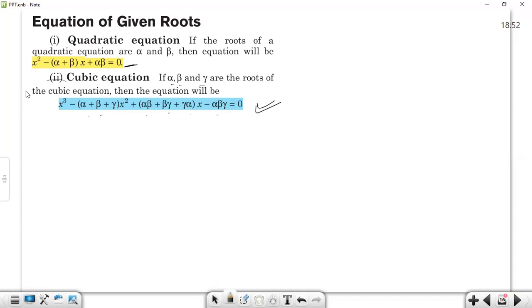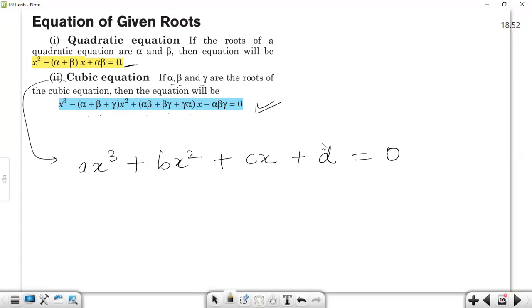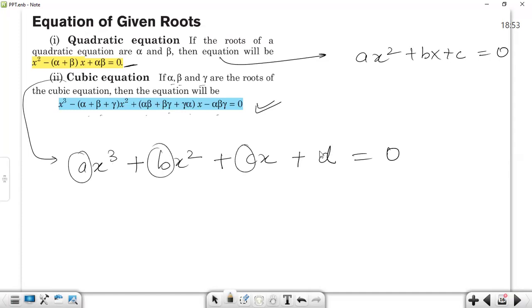A cubic equation in general form is written as ax cube plus bx square plus cx plus d equals 0. And a quadratic equation is written as ax square plus bx plus c equals 0. So now let's find the relation between the coefficients of the general quadratic equation and the roots. Let's also find the relation between the coefficients of the general cubic equation and the roots of the cubic equation.